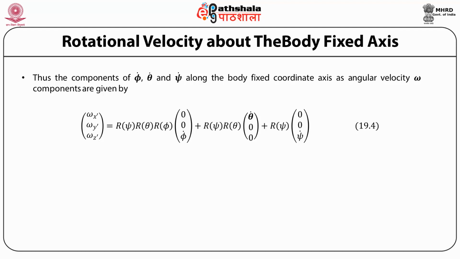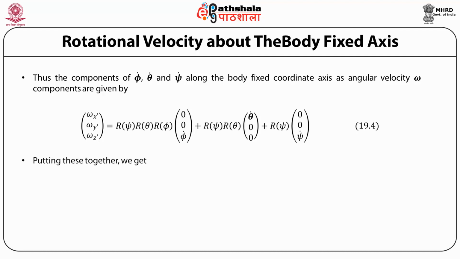So, omega x prime, y prime, z prime is equal to the rotation matrix, which is a product of three rotation matrices R psi, R theta, R phi, acting on the vector with the z component phi dot and x and y components being 0, plus a product of rotation matrices R psi and R theta acting on a vector which has x component theta dot and the other two components 0, plus rotation matrix R psi acting on the vector with x and y components 0 and z component psi dot.